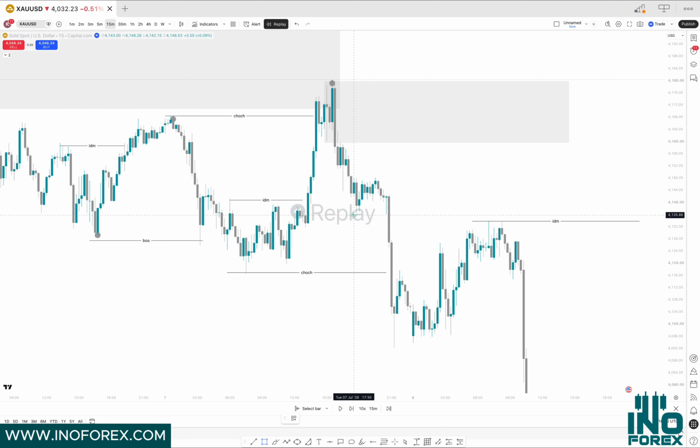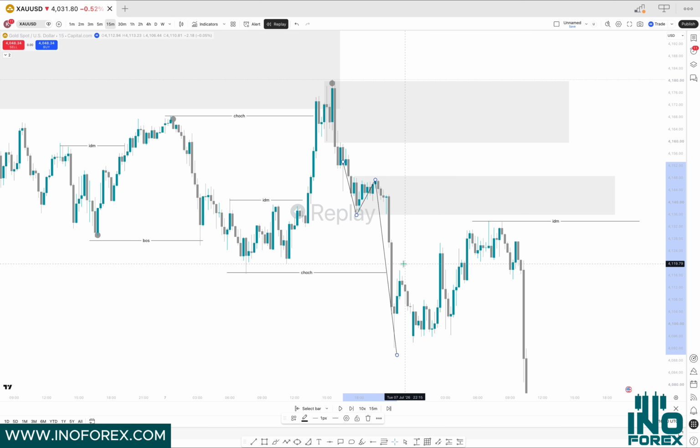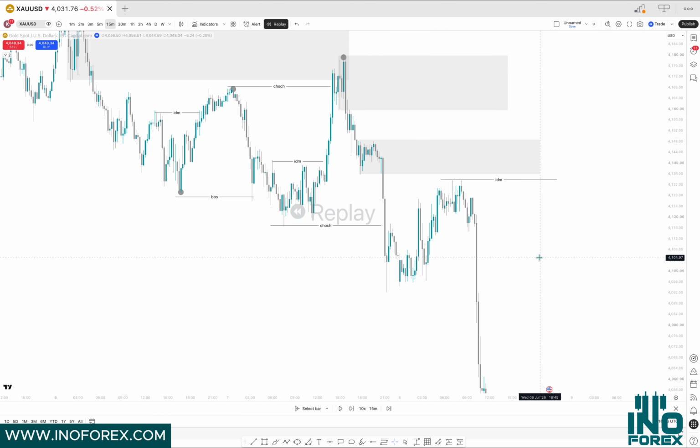This is another unmitigated order flow because this is a valid pullback. As you see, market push to the downside, create a pullback. Again, market push to the downside. So this pullback becomes unmitigated order flow. In this case, we have two order flow.